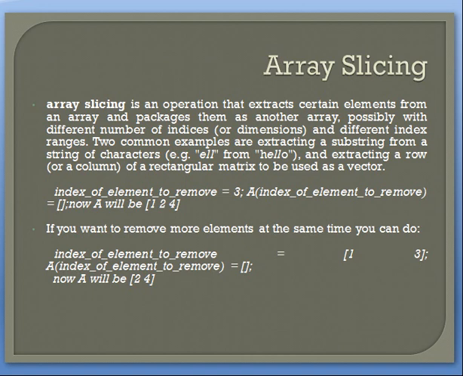Now index of the element to remove equals C. Now A(index of the element to remove) = null brackets. Now A will be braces 1, 2, 4. Now if you want to remove more elements at the same time, you can do index of the element to remove equals 1, 3. A(index of the element to remove) = none. Now A will be 2, 4.